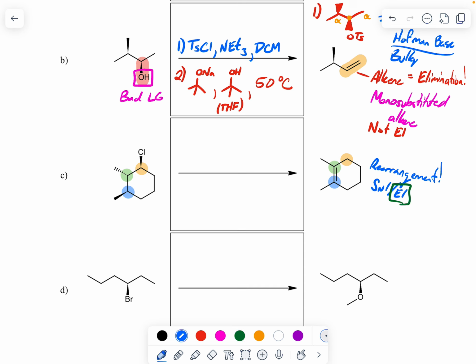So in this example, I would say that's exactly what we can do. So we need to put down a weak base at high temperatures in order to get that elimination reaction to occur. So something like H2O at 100 degrees Celsius would make this reaction happen.